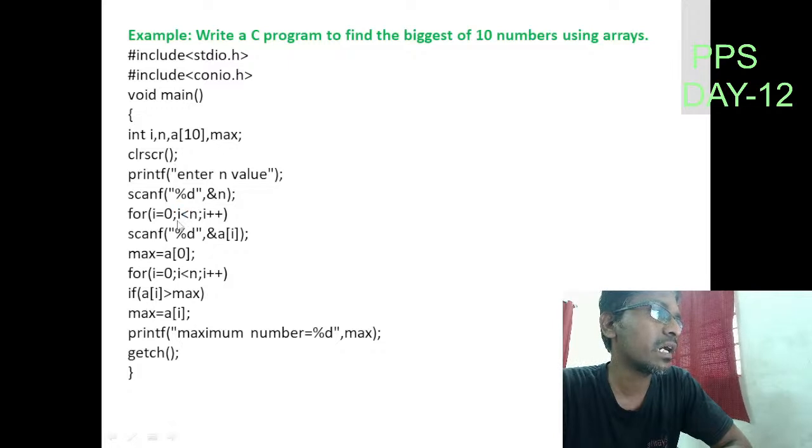And after that I'm going to use the scanf function to read the array elements. The elements I read from the keyboard will be stored at index numbers 0, 1, 2, 3, 4 and so on in the memory location: at index number 0 the first value, at index number 1 the second value, and so on. After storing the elements in memory, I'm going to assume the value at index number 0 is the maximum number.